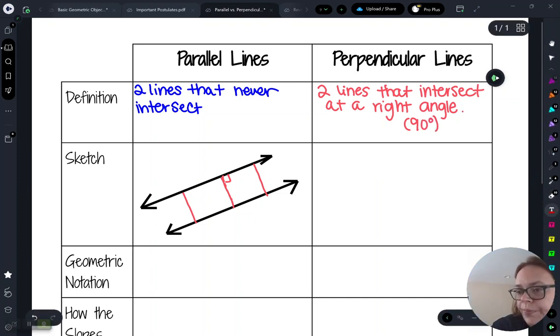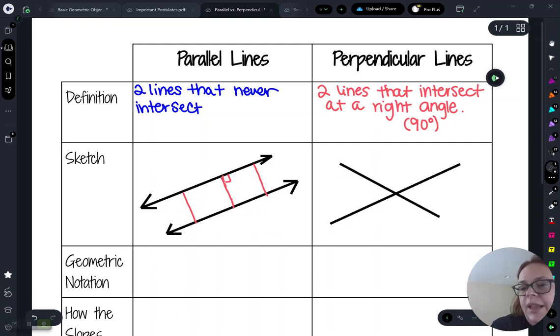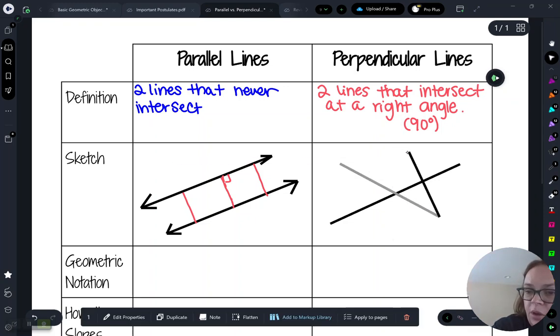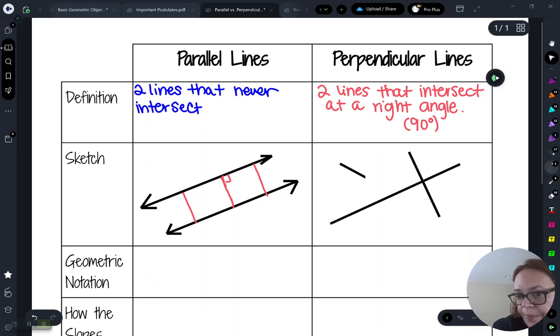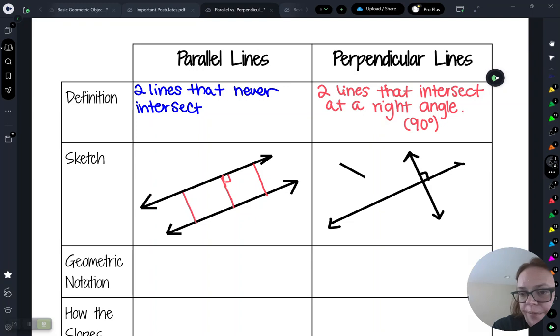Okay, so if we draw a line, it can't just be that they intersect. This is not perpendicular. So I need to make them go like that, where I now have a right angle. I don't know why that little piece right there is there. Let's see if I can get rid of it. It's just a glitch, just ignore it. Okay, so we have one line and another line, and they meet at 90 degrees. So those are perpendicular lines.